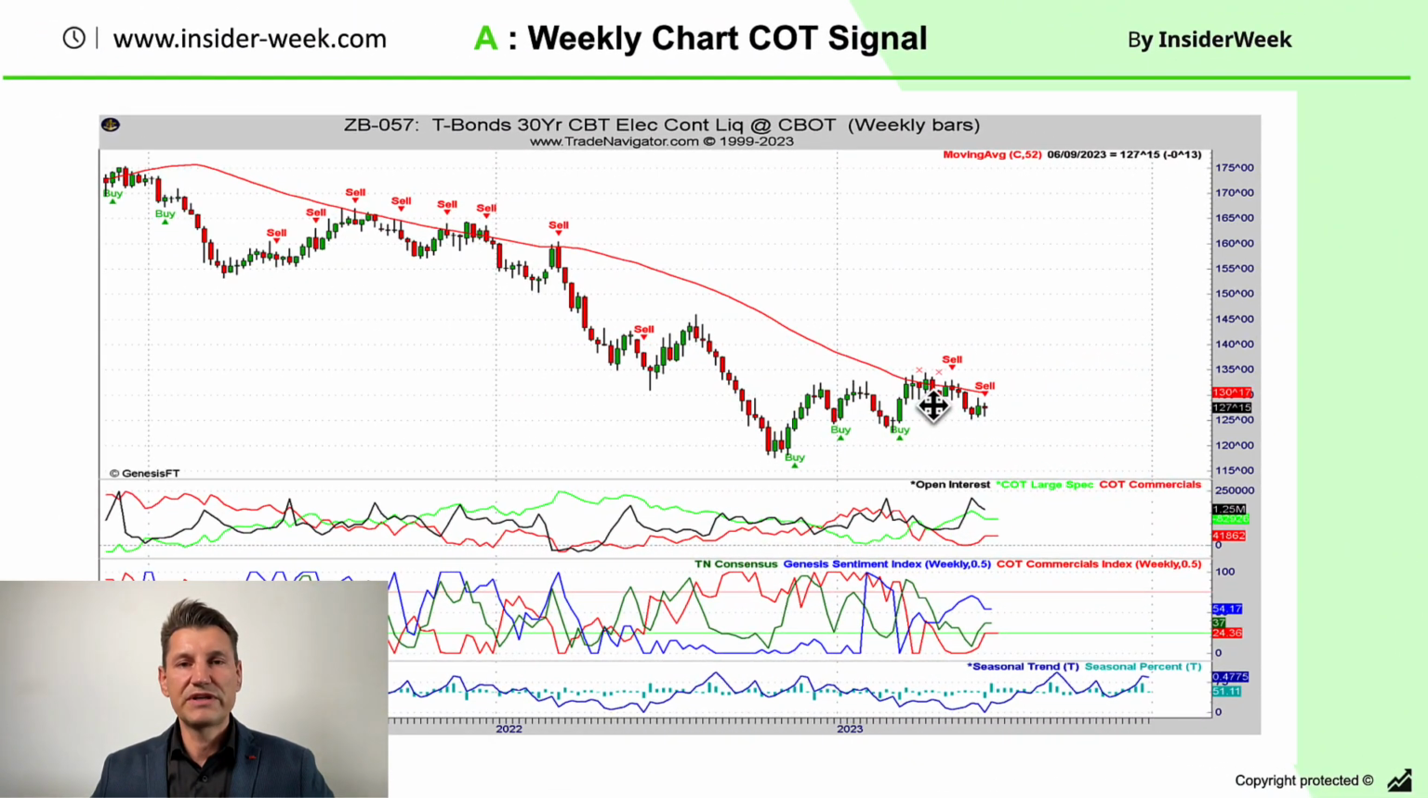Next market, 30 years T-bonds. Based on COT data analysis, we got here a sell signal in weekly trend direction. Usually these signals are very strong because we have a fundamental situation for lower prices and we have a strong weekly upward trend. This is a very good combination.